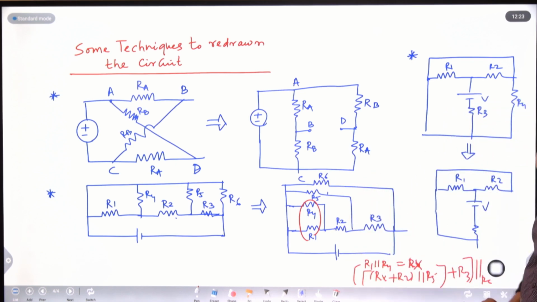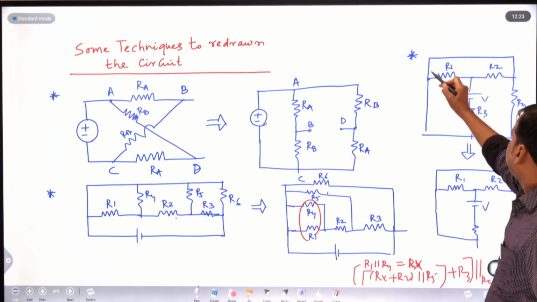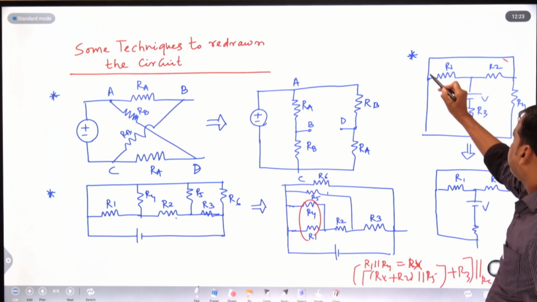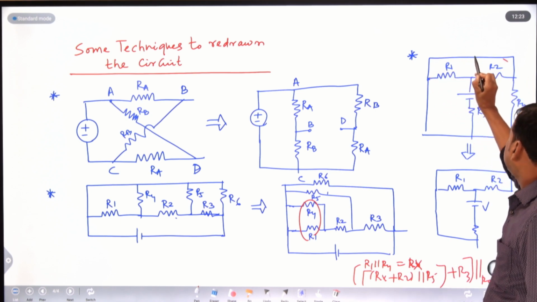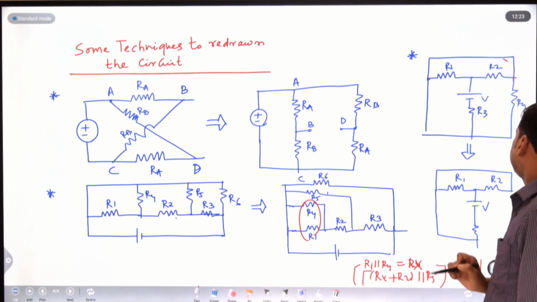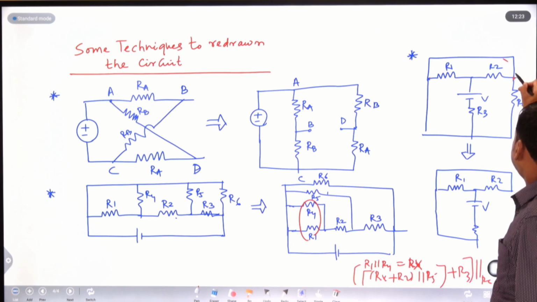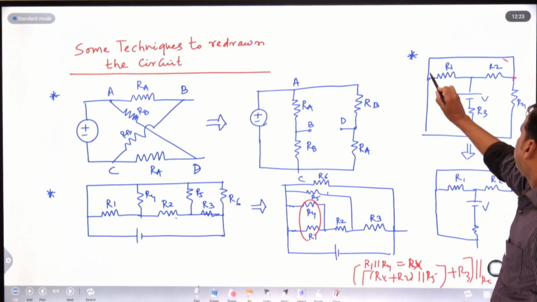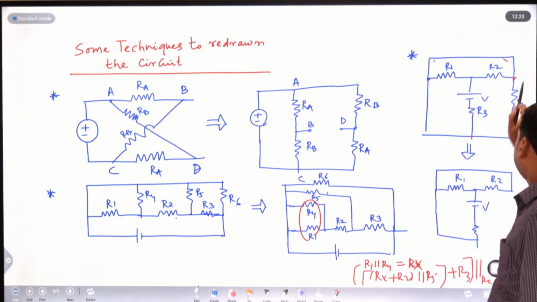Another problem is like this. Suppose R1, R2, and look at this. This potential and this potential are the same here. If this potential and this potential are the same, you can write R1, R2, and this is your voltage, and let this resistance be R3.